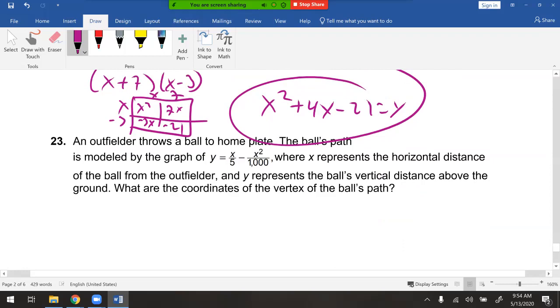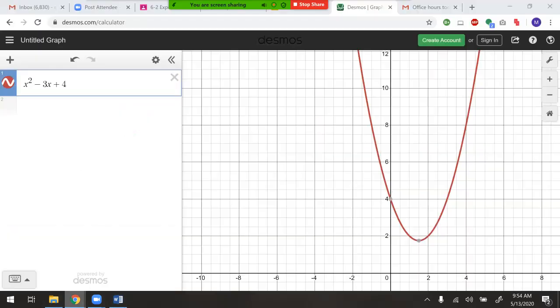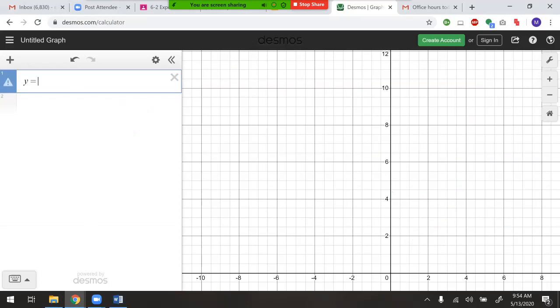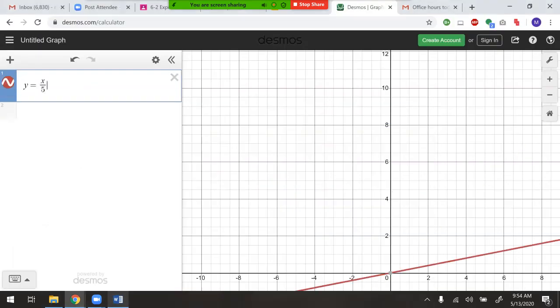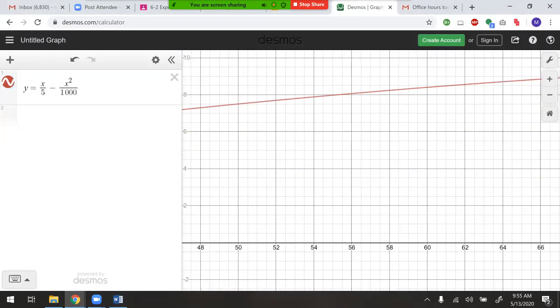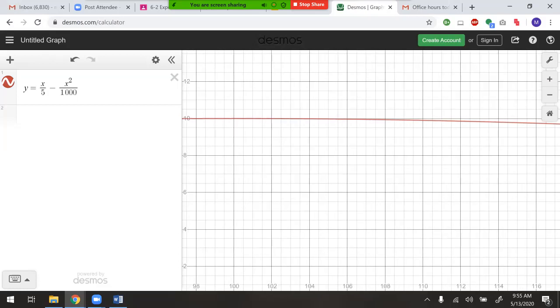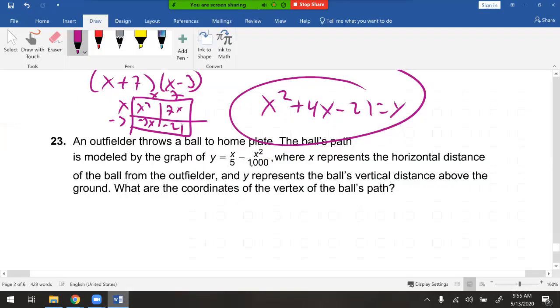We need to find the coordinates of the vertex. If I want to find the vertex of this function, it's actually pretty straightforward. You can use Desmos to figure this out. I'm going to let you use Desmos if I give it to you. Y equals, now this is important, it's a fraction. If you go back to the question, x divided by 5, and then minus x squared over 1,000. Now I'm looking for the vertex. It looks like it's somewhere up here, right there. Bam, 110. So we're looking for that vertex, and we found it. The coordinates of the vertex, it's 110. And we can use Desmos to find it.